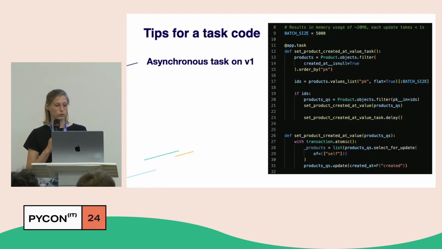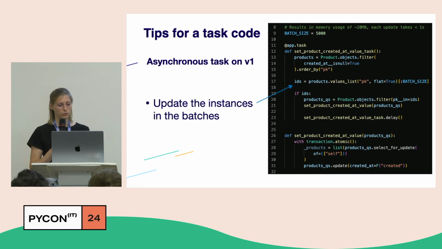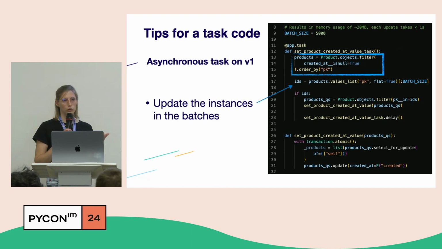And now take a look at the task code. I have some tips for you. So firstly, updates should be done in batches. And secondly, ensure that only instances that haven't been updated yet are taken for update. And the instances should be sorted by some unique field like primary key. And in this example, we are taking the products that have empty created add column.